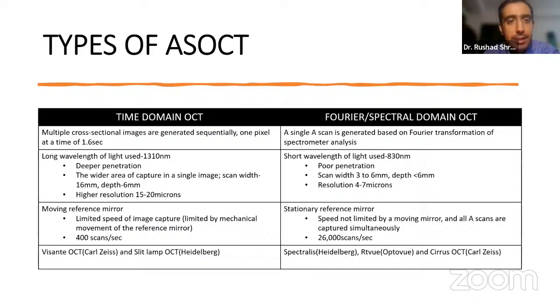Now, ASOCT is classified as time domain and Fourier or spectral domain OCTs. In Fourier domain, a shorter wavelength of light is used, so the penetration is not as good. The scan width is 3 to 6 millimeters, and the resolution is about 4 to 7 microns. So it's a higher resolution, but the penetration is not as deep. Whereas time domain OCTs have deeper penetration, use a longer wavelength of light, capture wider areas in a single image, and the resolution is about 15 to 20 microns.